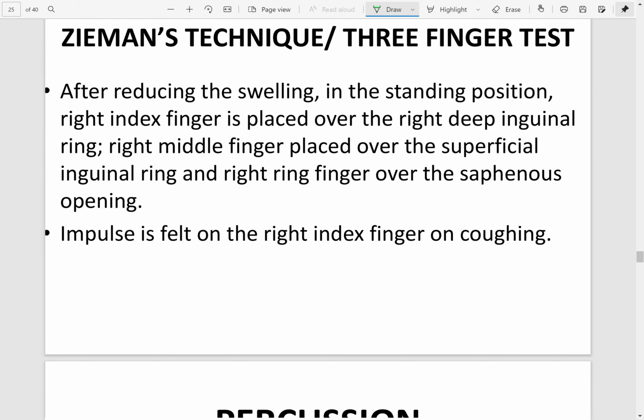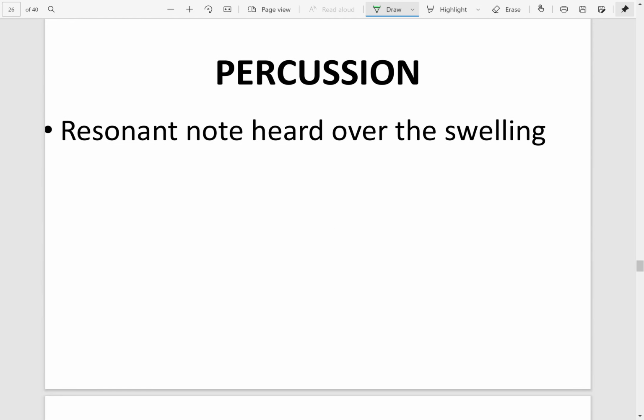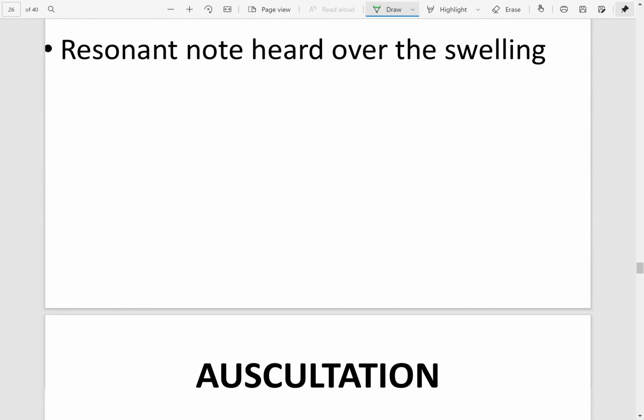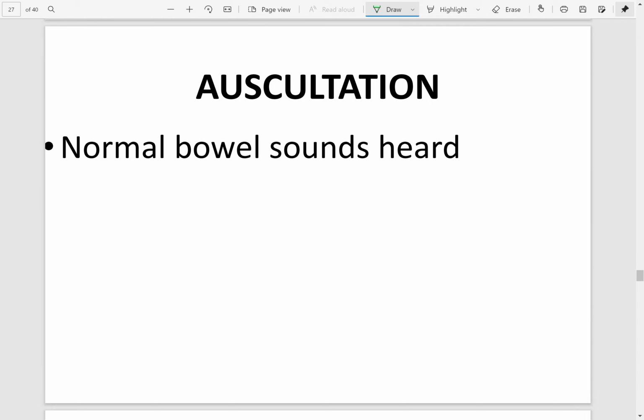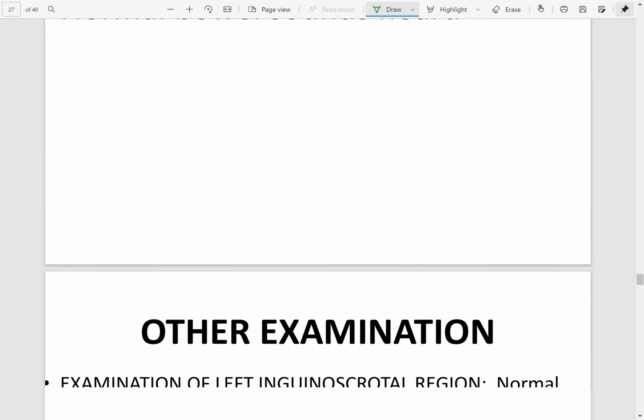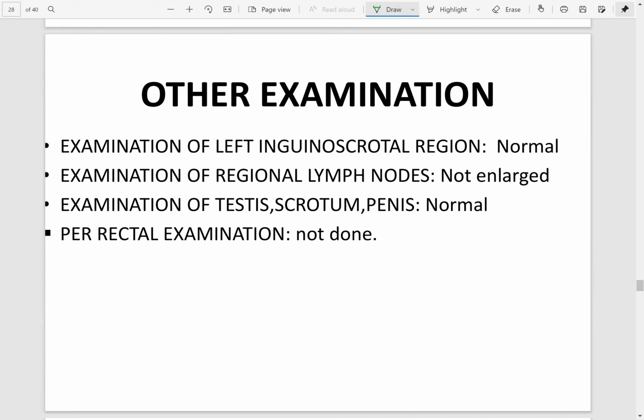So you do these tests, and finally percussion, a resonant note is heard over the swelling, again suggesting bowel as its contents. Then auscultation, normal bowel sounds are heard, again suggesting bowel as its contents. So other examination. We were examining the right side of the groin, so we need to mention the left side. So left inguinal scrotal region is normal.